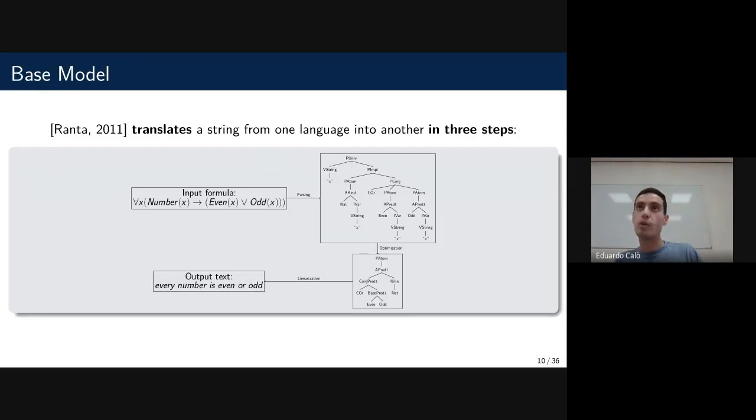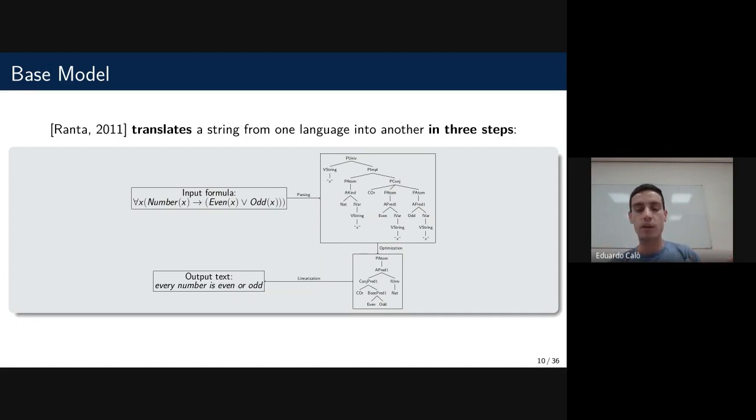So we started from a model which was presented in the literature, Ranta 2011. This system basically translates a string from one language to another in 3 steps. It takes an input formula, then it parses the input formula as an abstract syntax tree, then it optimizes the tree with some natural language generation techniques, such as flattening and aggregation. I don't know if you're familiar with these terms. And then it takes this simplified syntax tree and linearizes it in natural language, in this case in English. So from this input formula, you have the output text, every number is even or odd. This is how the model which we found in the literature works.